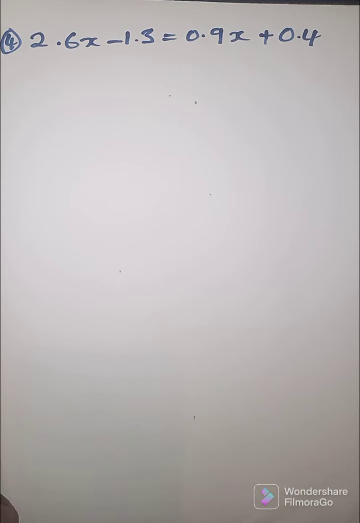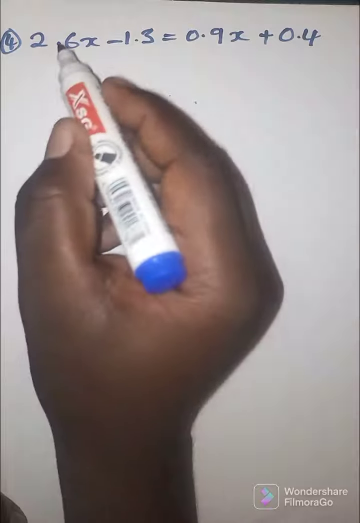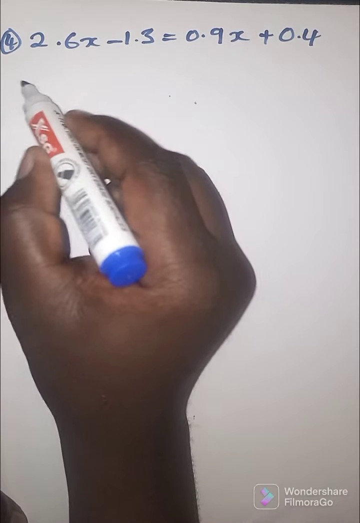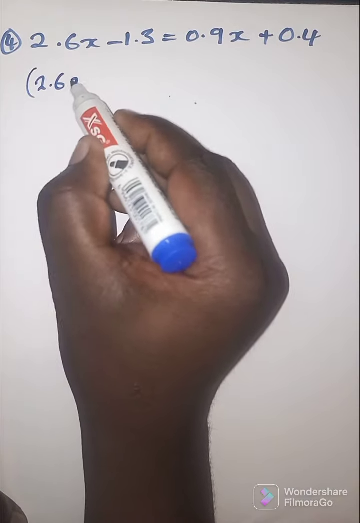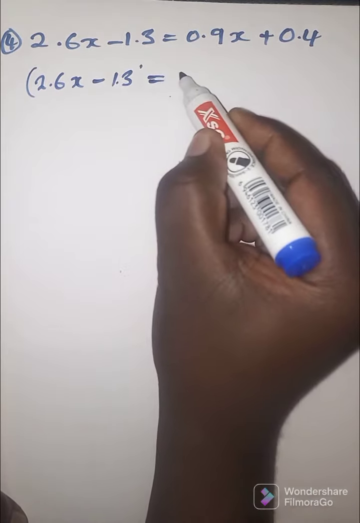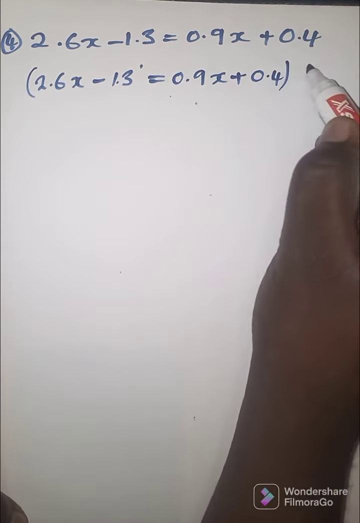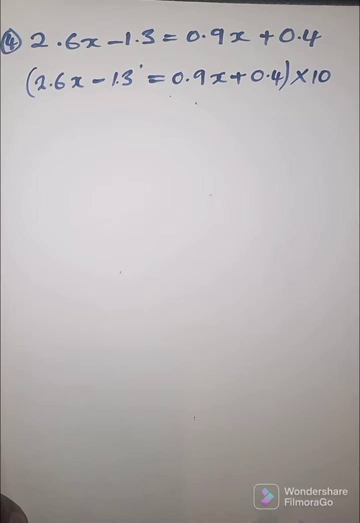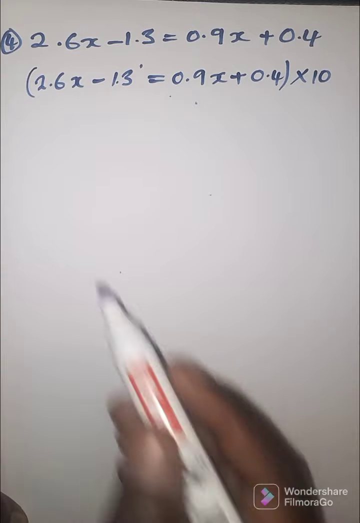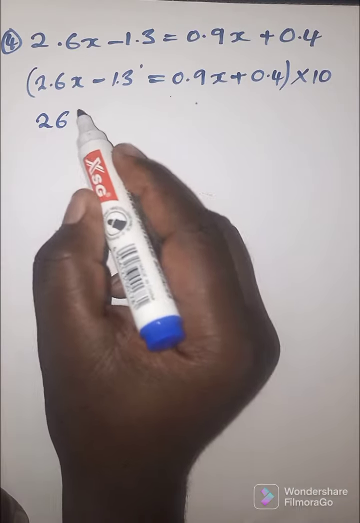Because all the terms have got a number with one decimal place, it's okay for us to multiply through with a 10. So we're going to multiply this whole expression, 2.6x minus 1.3 is equal to 0.9x plus 0.4, by 10. Why do we multiply by 10? As soon as we multiply by 10, you're going to realize that the decimal points will go away.